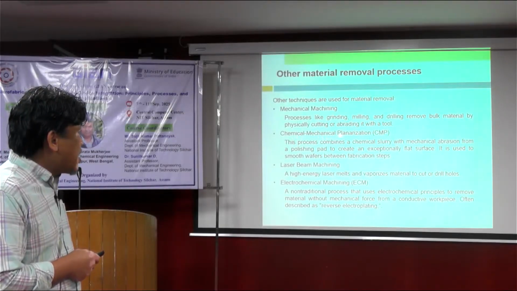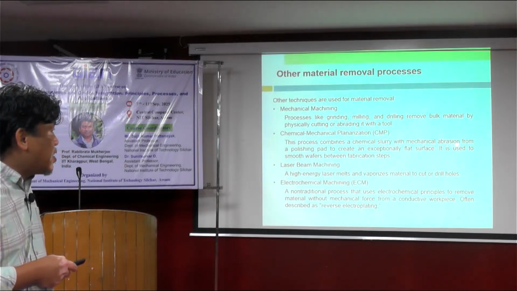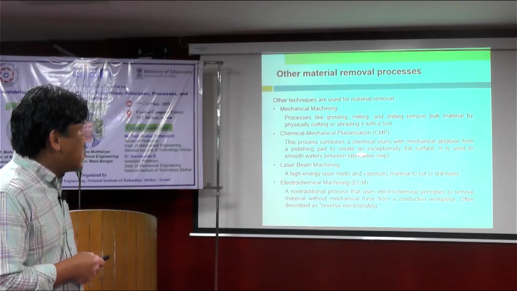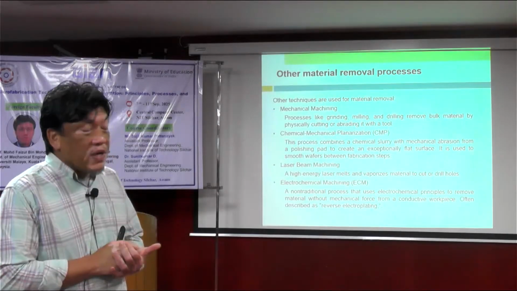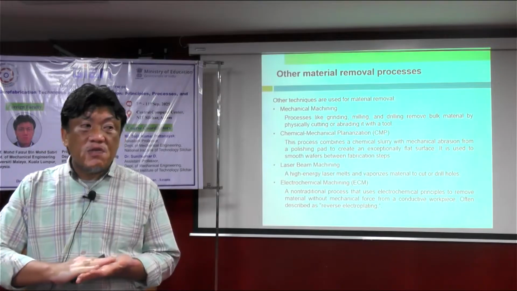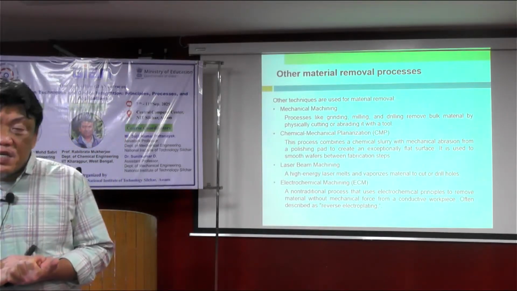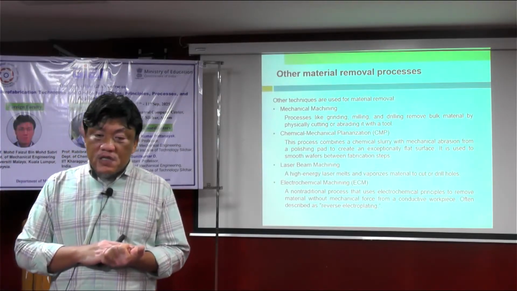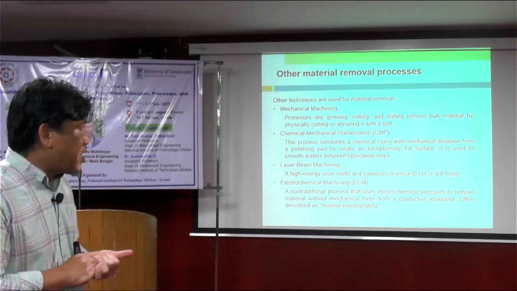And chemical and mechanical planarization, CMP: this process combines a chemical slurry with a mechanical abrasion from a polishing pad to create an exceptionally flat surface. It is used to smooth the wafer surface between fabrication steps. So normally when we process the silicon wafer, we go through certain processes, and sometimes we need to make it flat again with this kind of CMP process. And with some other materials as well, sometimes you need to do polishing, etc., in order to get a good surface roughness.